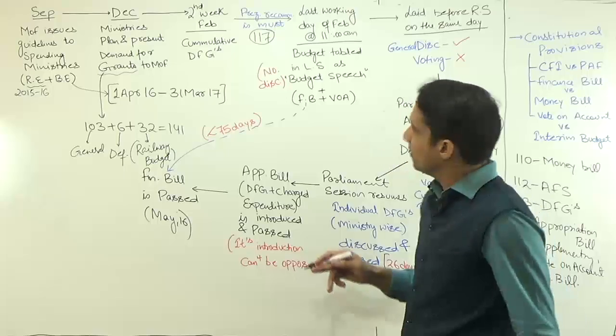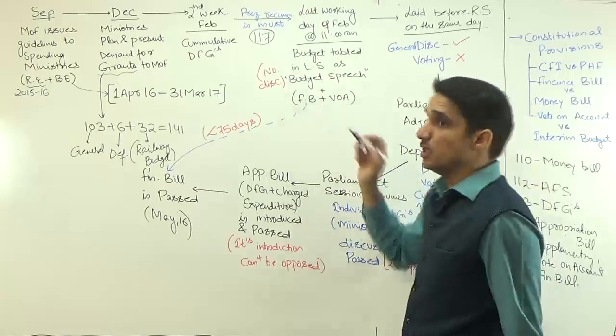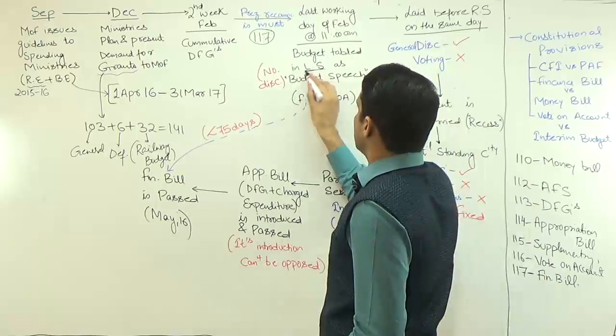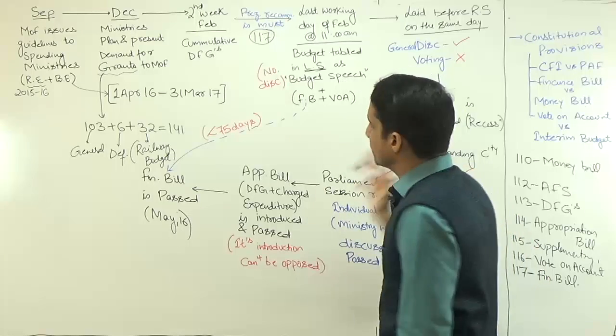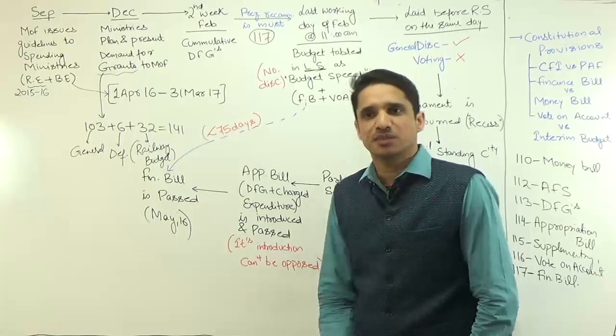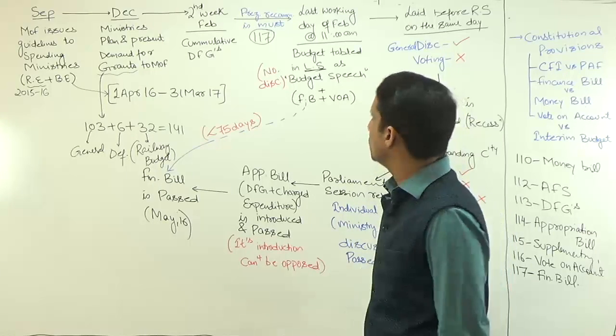So the budget is tabled at 11 o'clock. The budget is tabled only in the Lok Sabha. Budget cannot be tabled in Rajya Sabha. Why not? Because budget is a money bill, and a money bill cannot be tabled in Rajya Sabha. It can only be tabled in Lok Sabha.